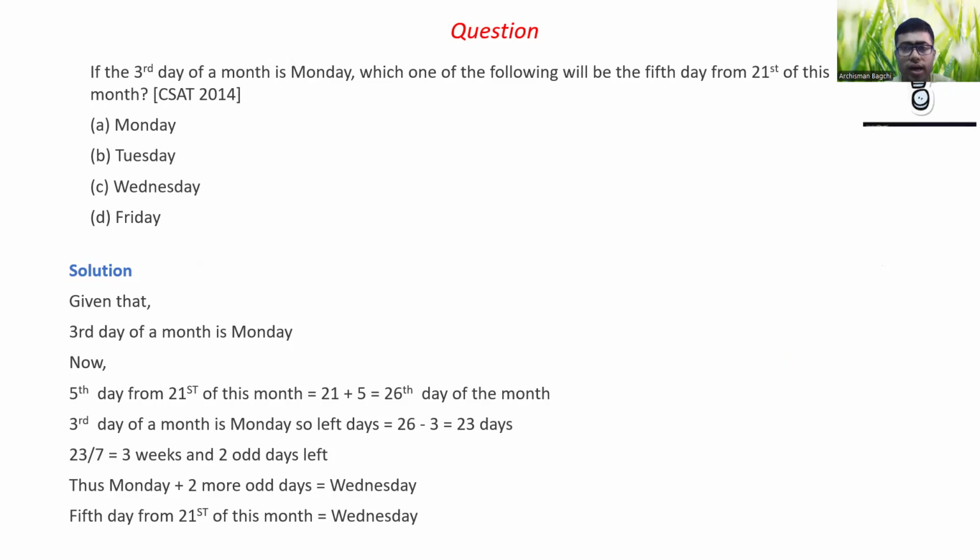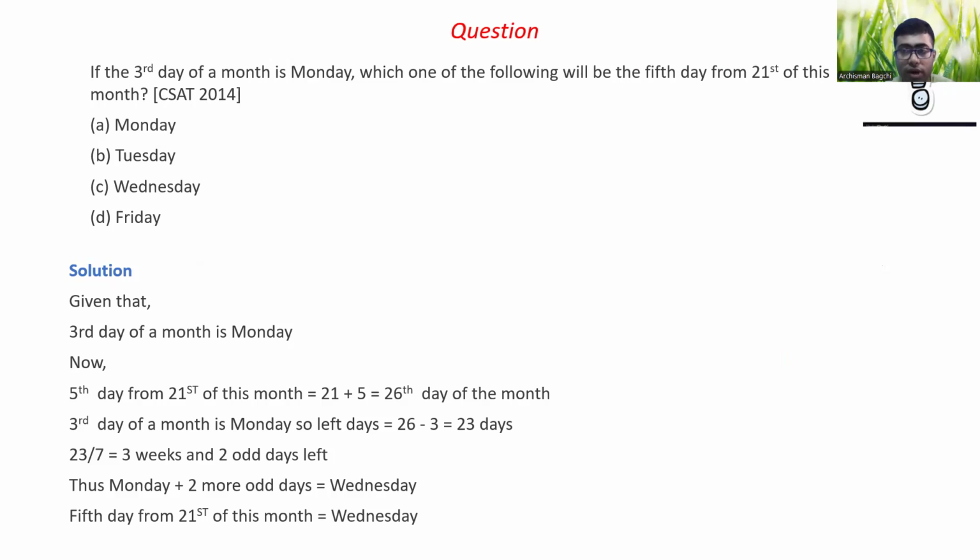Since it is asked for the fifth day from the 21st, you'll have to add 5 days to 21. It will give you the 26th. It is already given that the third day of the month is Monday. So this will be a reference now. The third day of the month is the reference. So you'll have to find the difference: subtract 3 from 26.